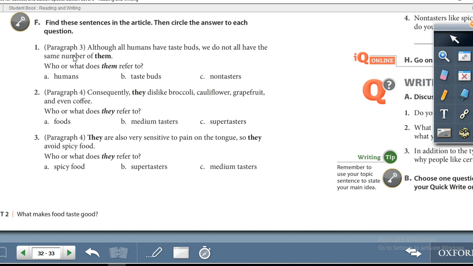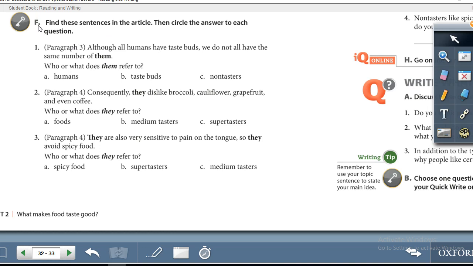Let's read the sentence. This is taken from paragraph number 3. Although all humans have taste buds, we do not all have the same number of them. Now, what are we talking about in this particular sentence? We are talking about the taste buds. So answer number 1 should be taste buds. Now, because I know the answer, I will take my pen or pencil and put a circle around B. As you can see, I will do number 1 for you again.